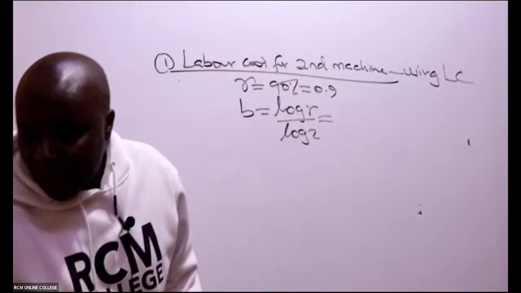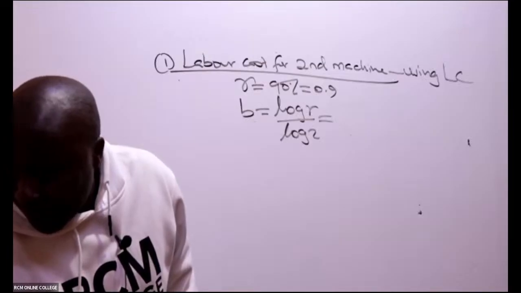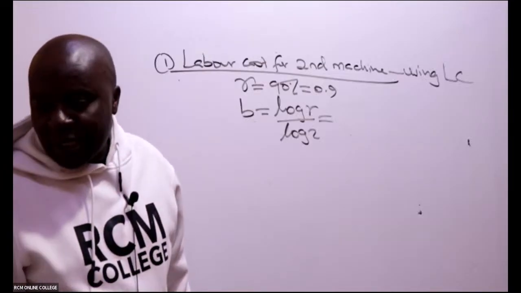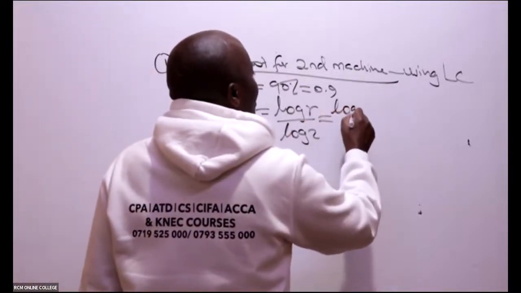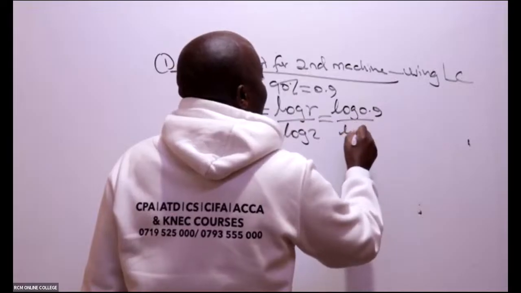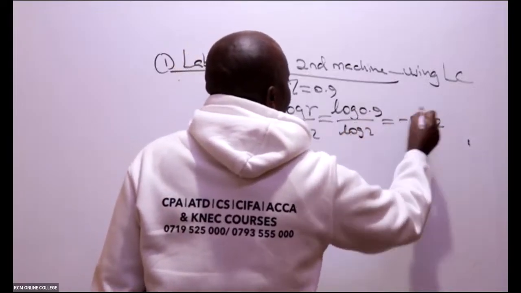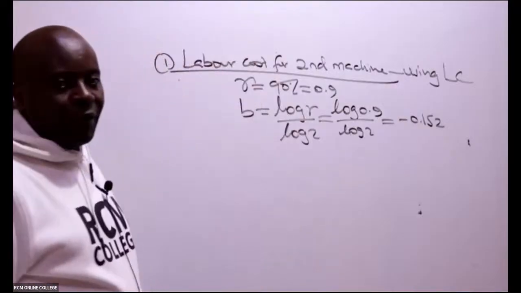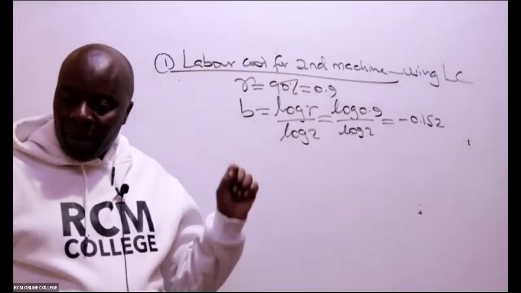So in that case, ladies and gentlemen, you guys are way ahead of me, but allow me to finish this. It will be log 0.9 over log 2, which somebody has already told me will end up being minus 0.152. So were all of us able to get this value of B?